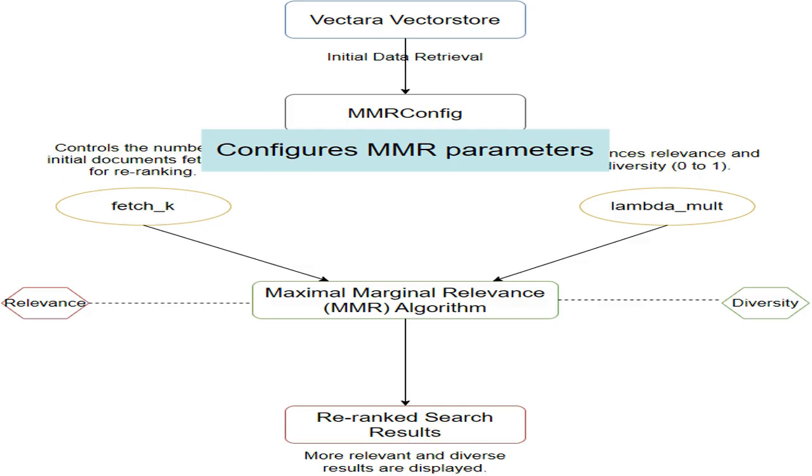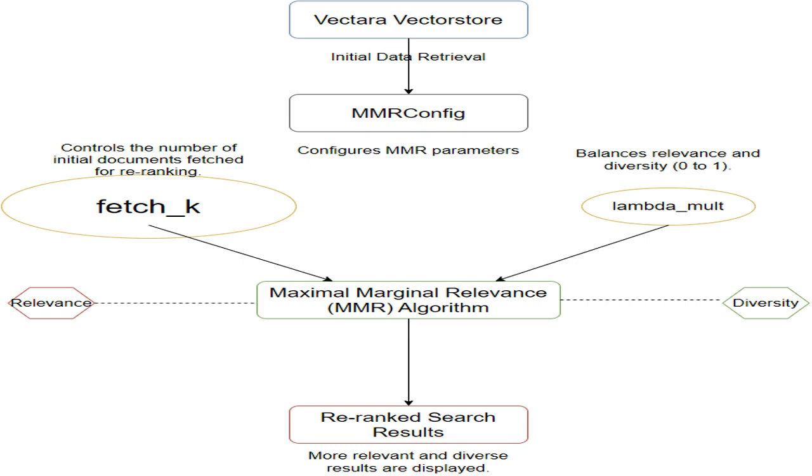Imagine you're searching for ice cream. A purely relevance-based search might return 10 nearly identical results for vanilla ice cream near you. MMR aims to show you results like vanilla, chocolate, strawberry, and gelato shops, providing a more diverse set of options. This indicates that MMRConfig allows adjusting the behavior of the MMR algorithm, influencing how the search results are chosen based on the relevance and diversity trade-off.